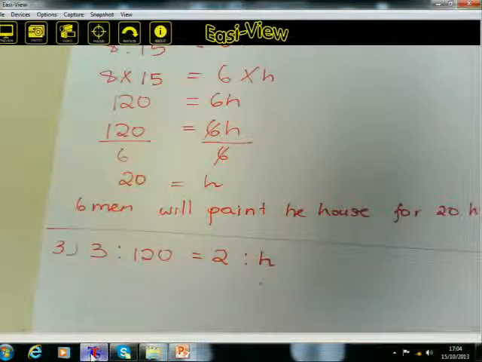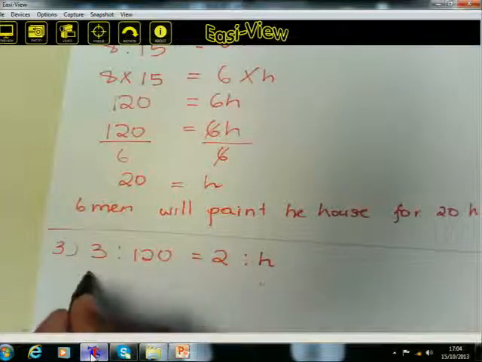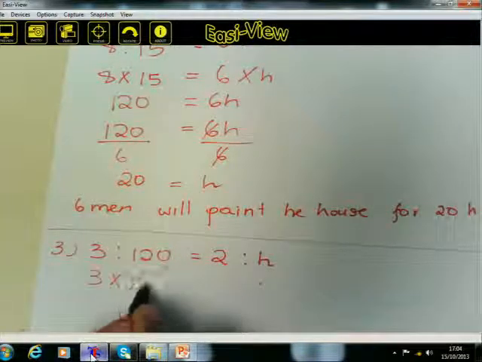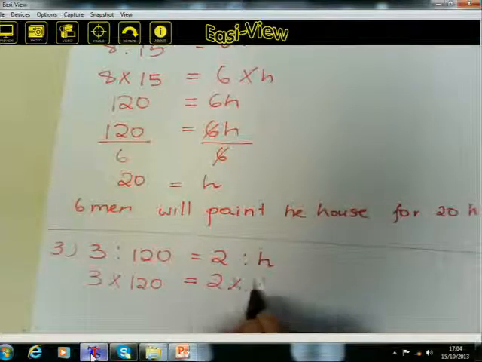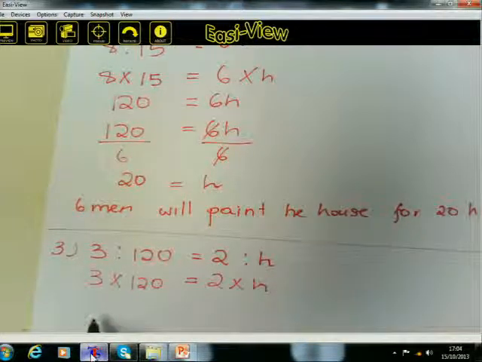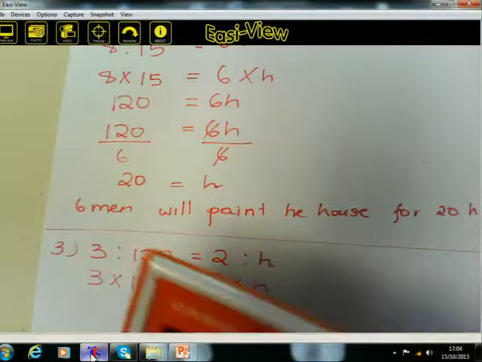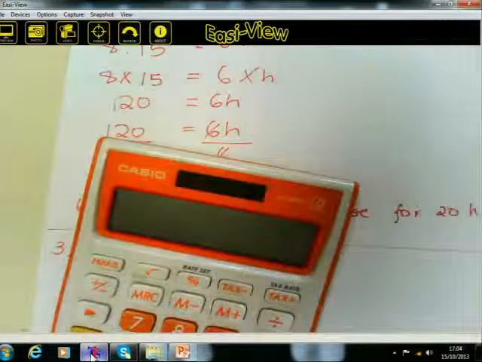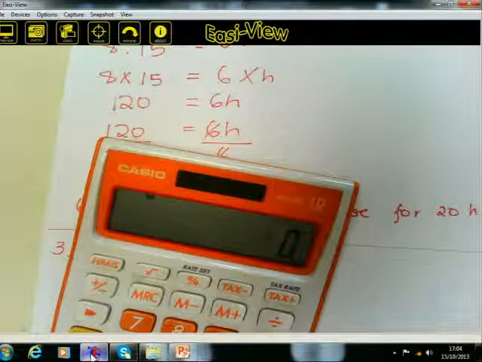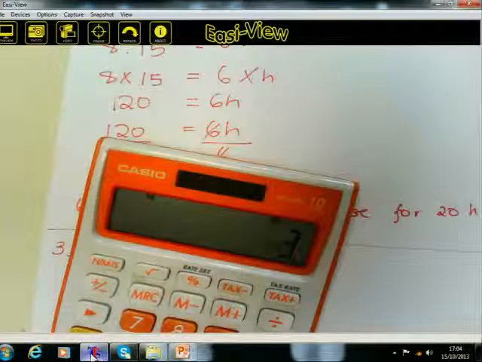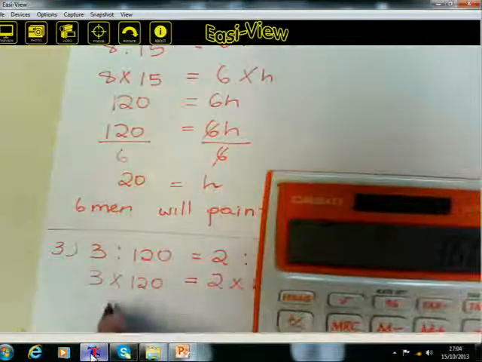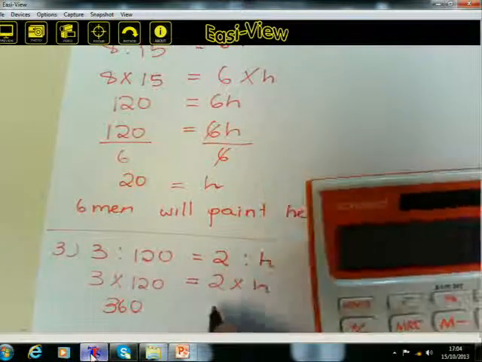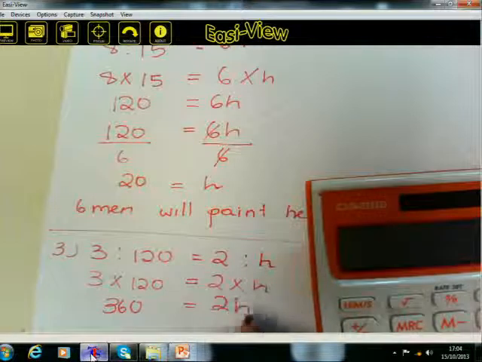So now remember, we are doing indirect proportion. So now we're going to say 3 multiplied by 120 will be equal to 2 multiplied by h, and then 3 multiplied by 120 is going to give us 360. So I write it, 360 will be equal to 2h.